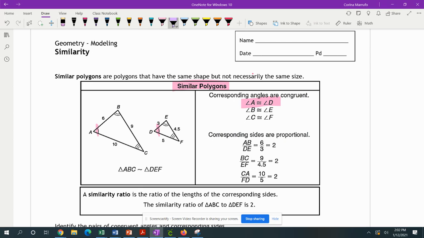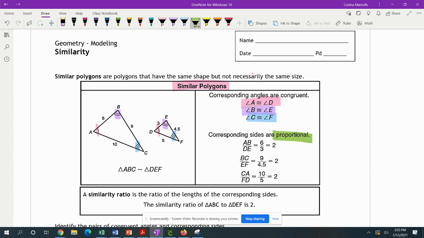Angle B is the same as angle E, and then last, angle C is congruent to angle F. So in your similar polygons, the angles are going to be congruent, meaning that they're going to be equal. Now their sides are not equal, their sides are proportional.